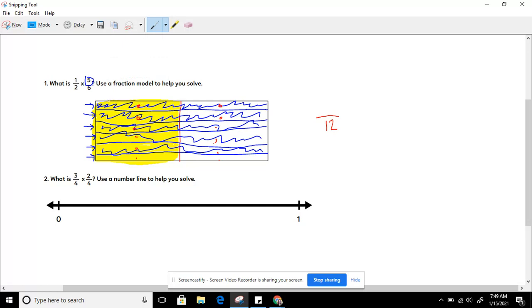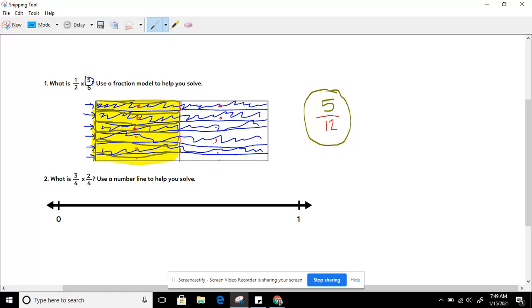Okay, well, we've got 1 piece here that's overlapping in yellow and blue. 2, 3, 4, 5. There's 5 pieces that are overlapping in blue. So that is going to be our numerator. So our fraction is 5/12. 1/2 times 5/6 is 5/12.